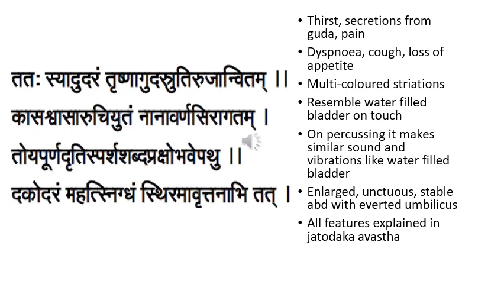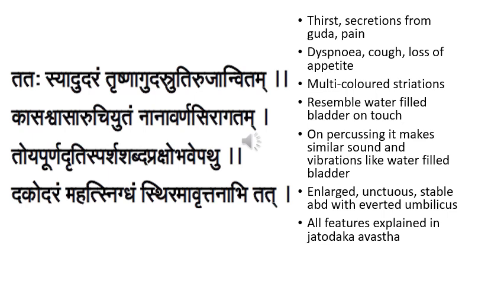Then Dakodaram Mahat Snigdam Stiram Avritanapidat. Dakodaram Mahat Snigdam, and this is called as jalodara or dakodara or udakodara, all these synonyms. Mahat, it is enlarged. Snigdham, smooth to touch, and stable, stiram, with averted umbilicus. Stiram avritanavi is, the umbilicus is averted.